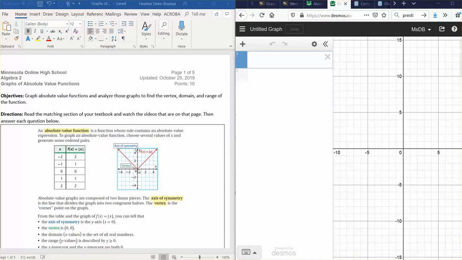There's a vertex. The vertex is the sharp point where it turns. So if you were going downhill from here to here, and then you stop, and then you start going uphill, that point is the vertex. So this is the parent function, the original, the most basic absolute value function you can have, y equals absolute value of x, or f of x equals absolute value of x, and its vertex is at 0, 0.